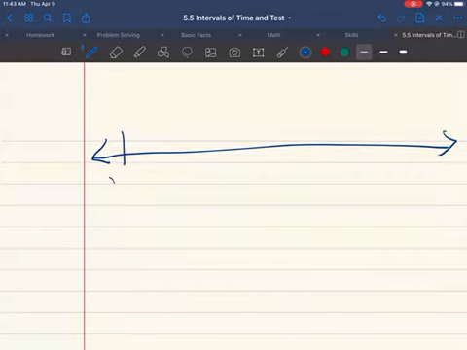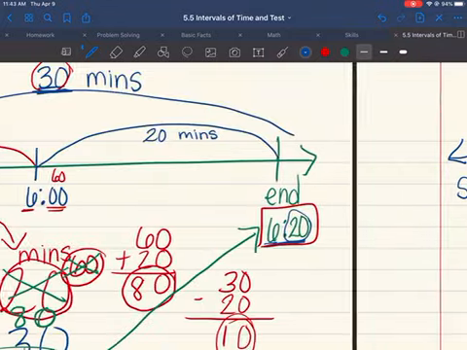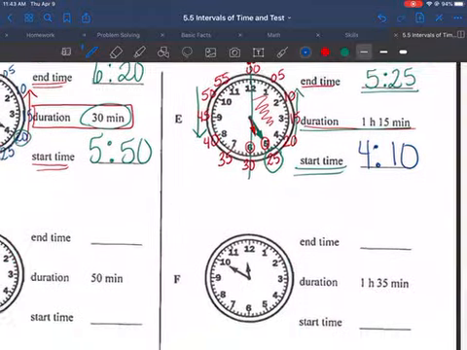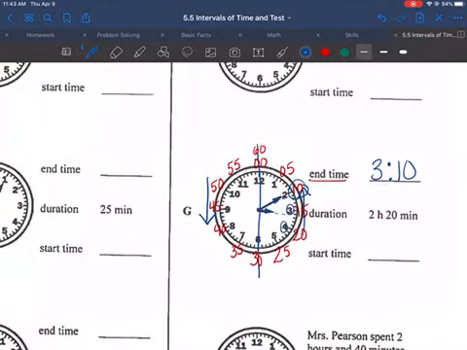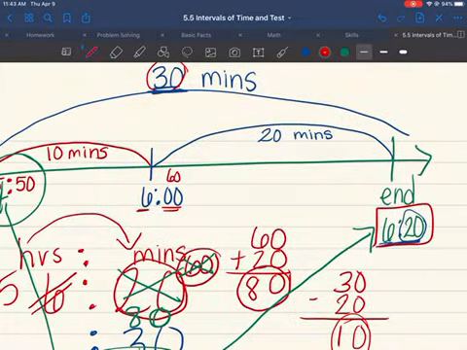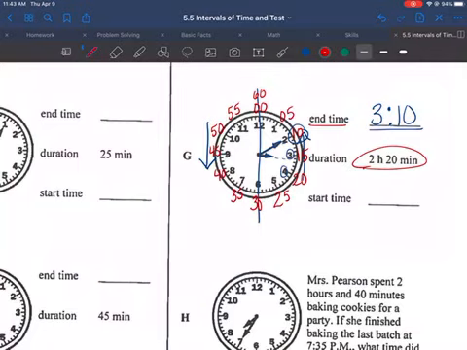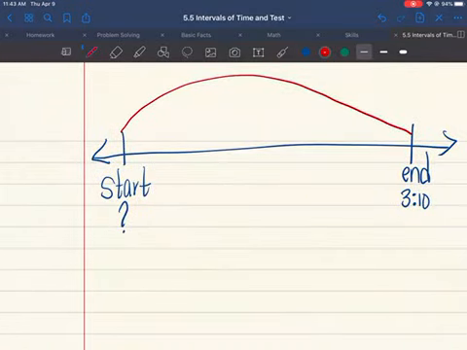Remember, I do not know start, but I do know my end. My end is going to be 3:10. Do we know the duration? Yes, we do. The duration is going to be 2 hours and 20 minutes. So I'm going to go back and it's going to be 2 hours, 20 minutes.